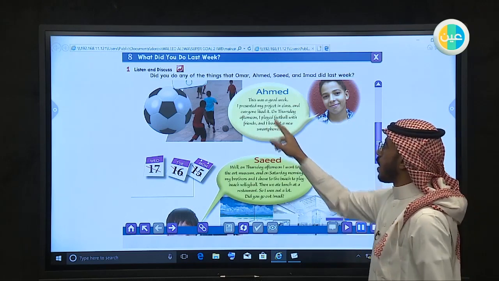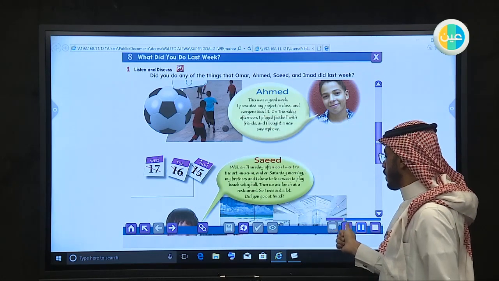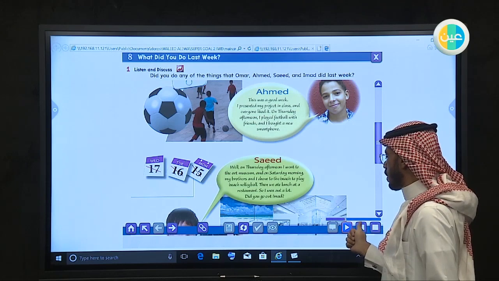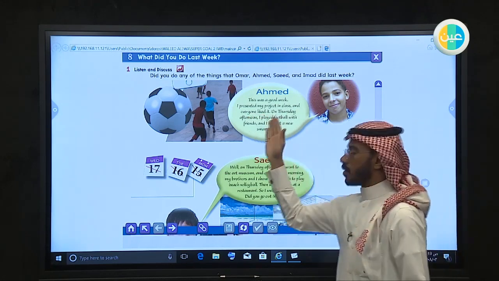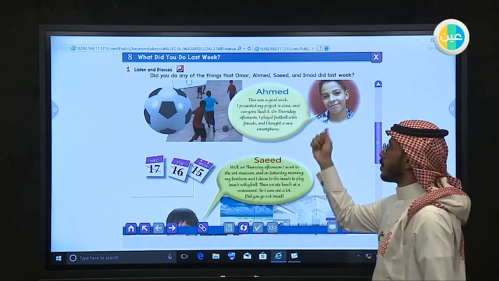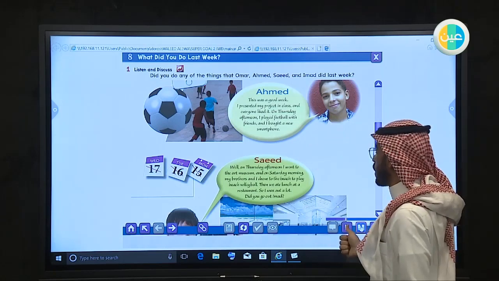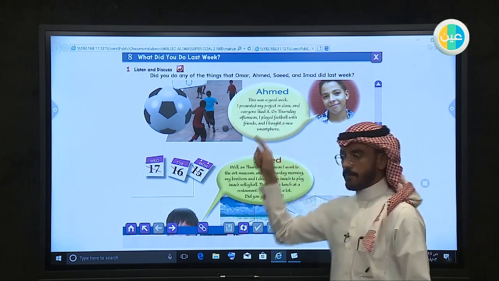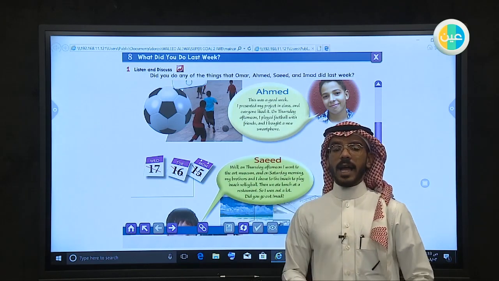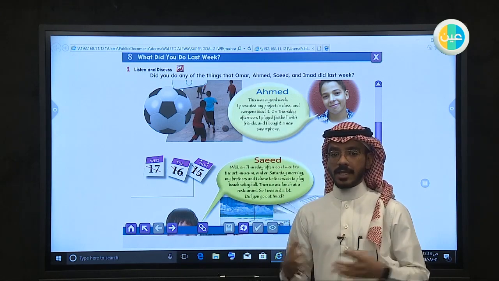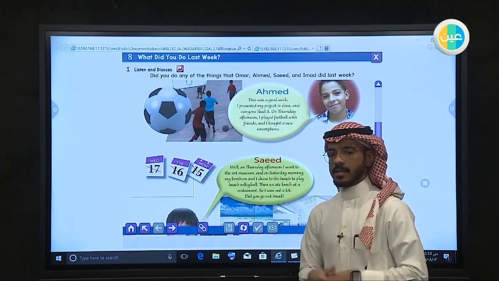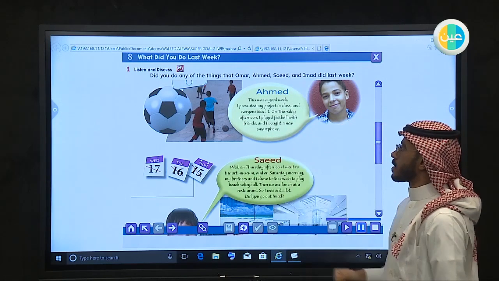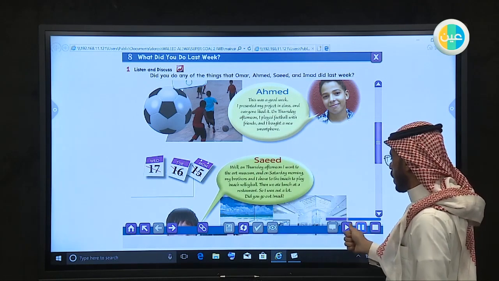So, الكل أعجب به. On Thursday afternoon, بعد ظهر يوم الخميس. I played football with friends. I played. الفعل play also add ed. I played, لعبت. This is also a past tense. لعبت كرة القدم مع أصدقائي.